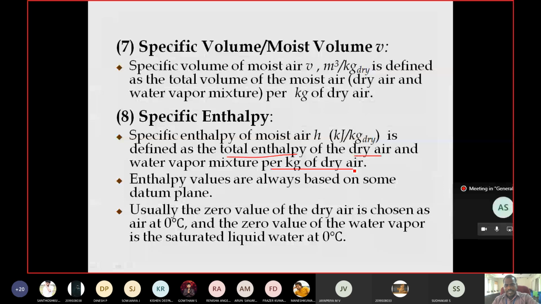Usually the value of dry air is chosen as air at 0 degrees Celsius, and the zero value of the water vapor is the saturated liquid water at 0 degrees Celsius. So we have the zero value to get the specific properties.